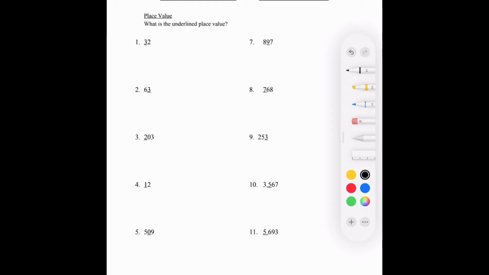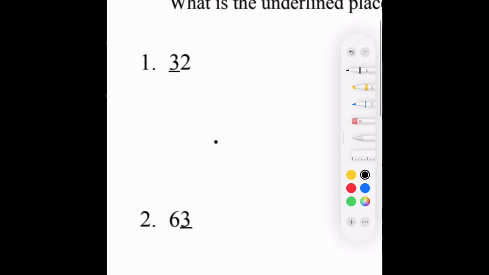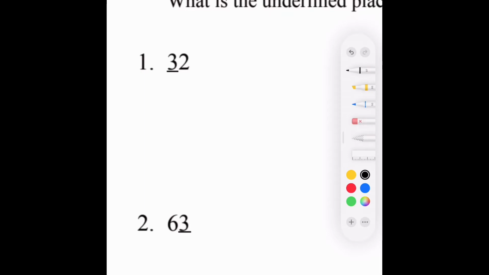So the first worksheet asks what is the underlying place value. If we look at the first question, it gives us the number 32 and the 3 is underlined. Now if we look at the 3, it is the second number from the right. So this would be in its tens place.